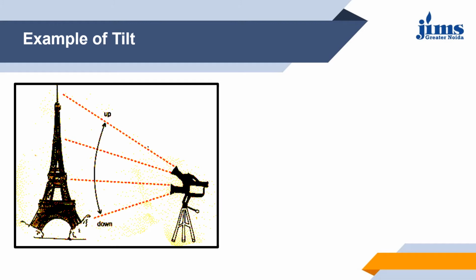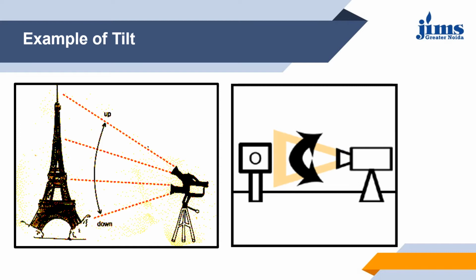In a single frame, the Eiffel Tower will not be covered. We cannot make the shot in a single frame. So we have to move the camera either from down to up or up to down. Here is one more example of tilt movement, where we move the camera from up to down or down to up. The arrows are showing the movement, either up to down or down to up.